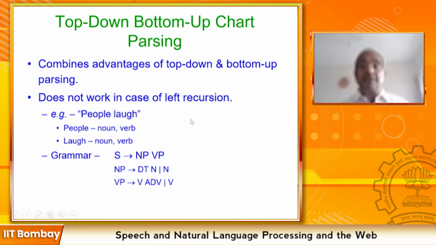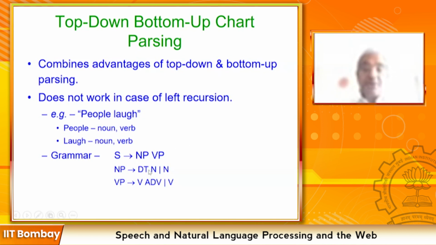Again, it does not work in case of left recursion, because you first have to apply top down parsing and then go to bottom up parsing. So top down, bottom up, this goes on alternating. But it's a very, very famous algorithm, most probably the most famous algorithm before the CYK parsing, which I'm going to take up after this.